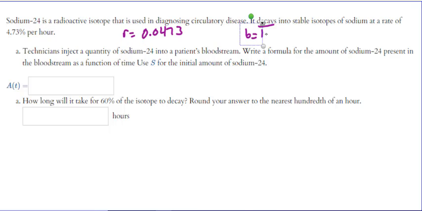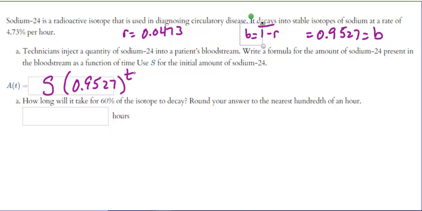So the base is 1 minus r. I'm going to go out to 4 decimals on that. So 1 minus 0.0473 gives me 0.9527 as the base. Okay, that's the base. A technician injects a quantity of sodium-24 into a patient's bloodstream. Write a formula for the amount of sodium-24 present if S is the initial amount. So S times 0.9527 raised to the T, per hour, with T in hours.